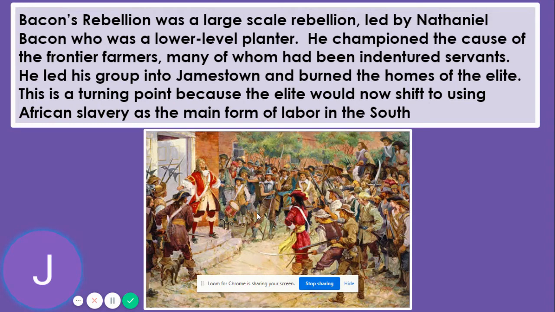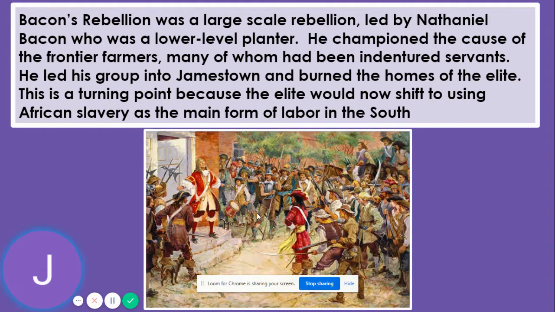One of the big points of this lesson was about Bacon's Rebellion, and this was a large-scale rebellion. It was led by Nathaniel Bacon. Kind of a strange name, but that's what it was. Maybe it'll help you remember it. So Bacon himself was a lower level planter.